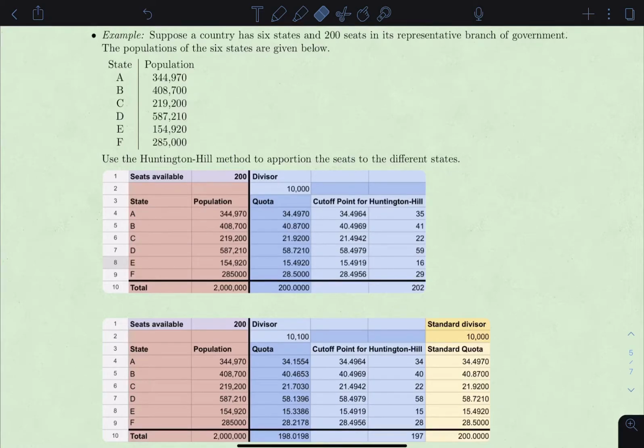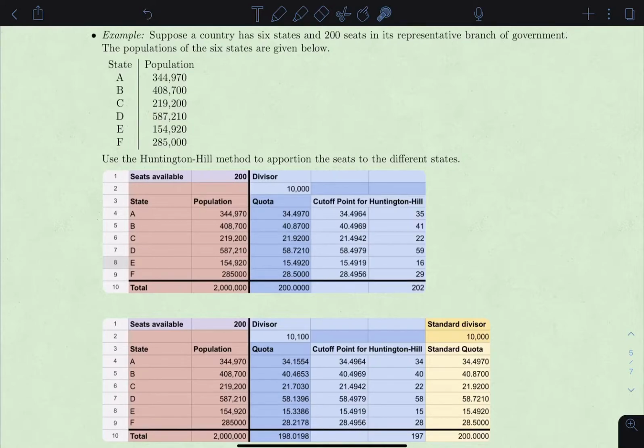Welcome. This is the second video about the Huntington-Hill method of apportionment, and we're still on page 5 of the notes. So in the previous video, we discussed the rounding rule that's necessary for the Huntington-Hill method, and in this video, we're going to actually do an example.